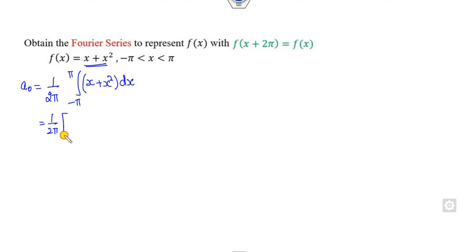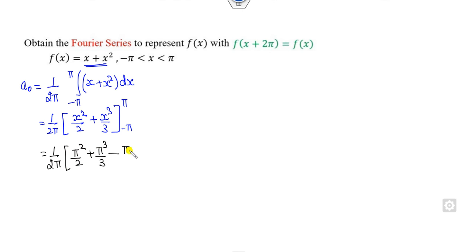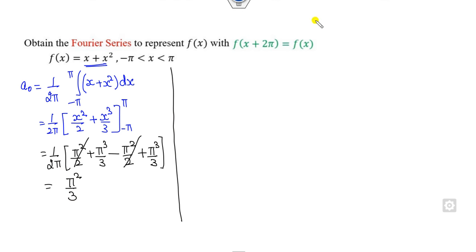1 over 2 pi, it is x square over 2 plus x cube over 3, from pi to minus pi. So what is the integration of this? 1 over 2 pi, so pi square over 2 plus pi cube over 3, minus pi square over 2 plus pi cube over 3. So pi square by 2 cancels, the 2 also cancels, one pi will be cancelled, so pi square over 3 is the right answer.